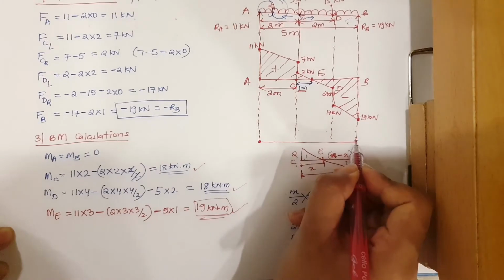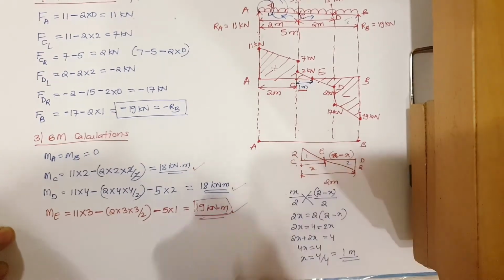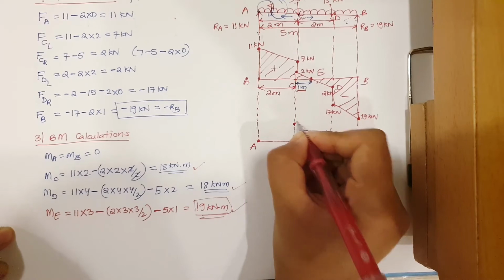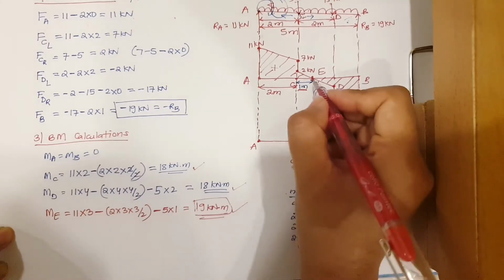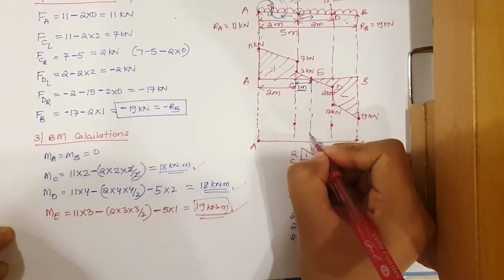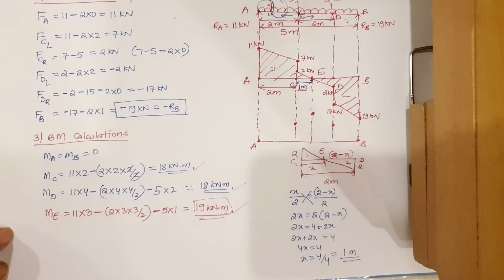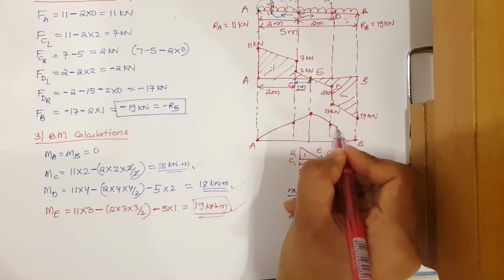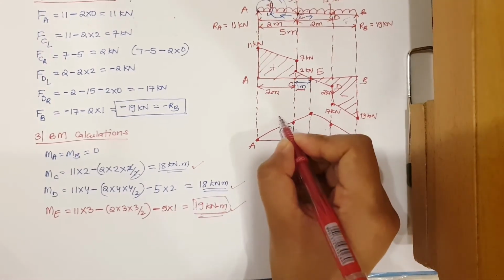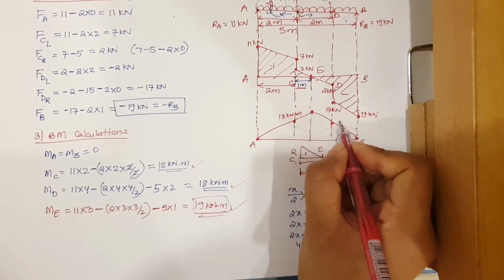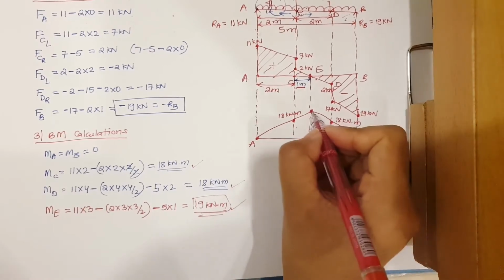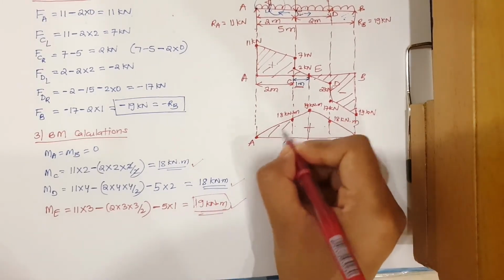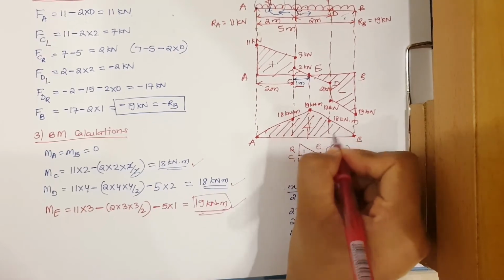So at A and B it is 0, A point, B point 0. Then at C 18, and at D also 18. Now at this point E 19, right? In whole of this beam UDL is acting, so it will be a parabola, fully a parabola. So here it is 18 kilonewton meter, here also 18 kilonewton meter. Here I have 19 kilonewton meter, and this is positive. So this is the bending moment diagram.